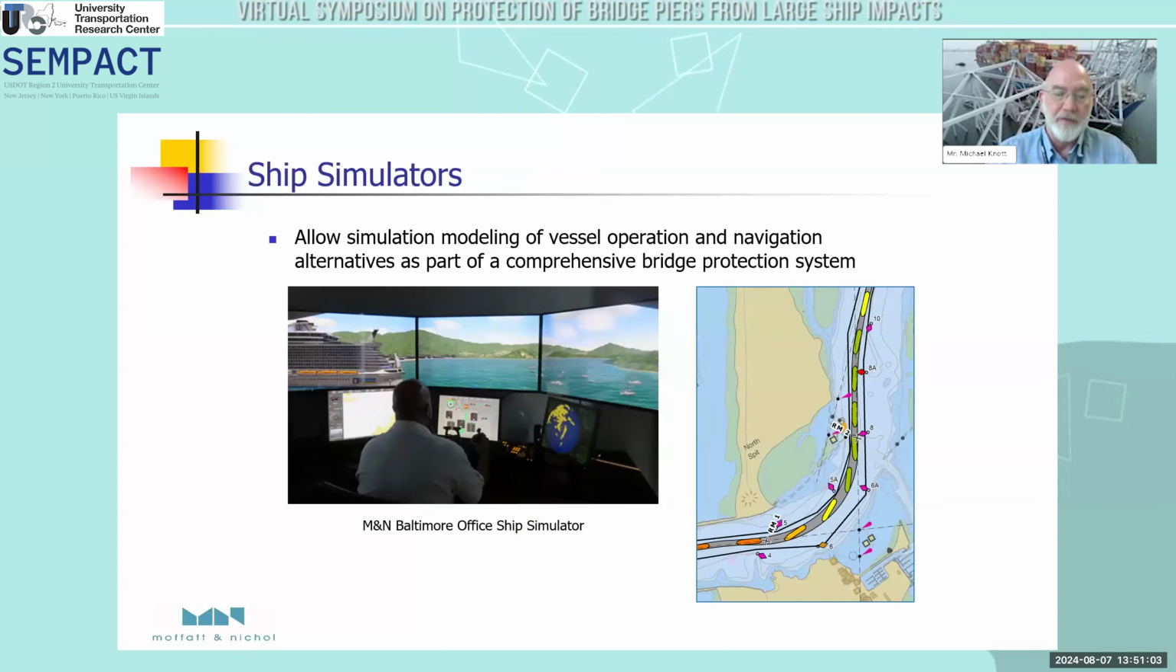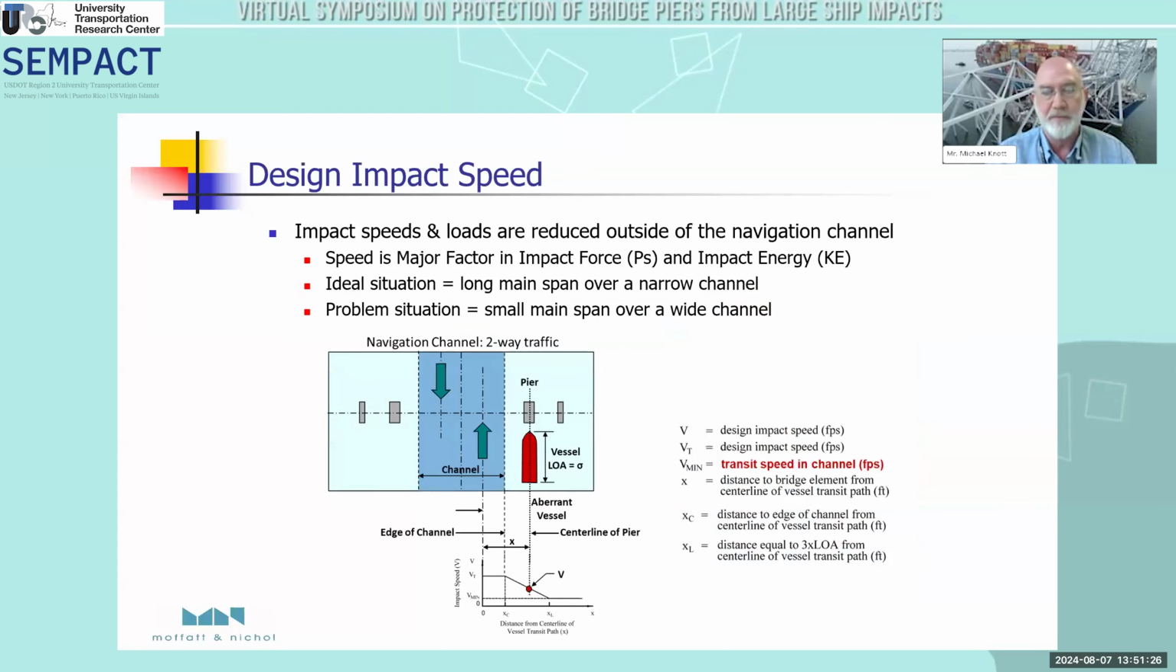These days, we often consider as part of a protection system non-physical things that affect the vessel operation and maybe navigation in the channel. A good tool for evaluating that are ship simulators that we actually can put a pilot in the loop and run through some simulations to test out various alternatives.